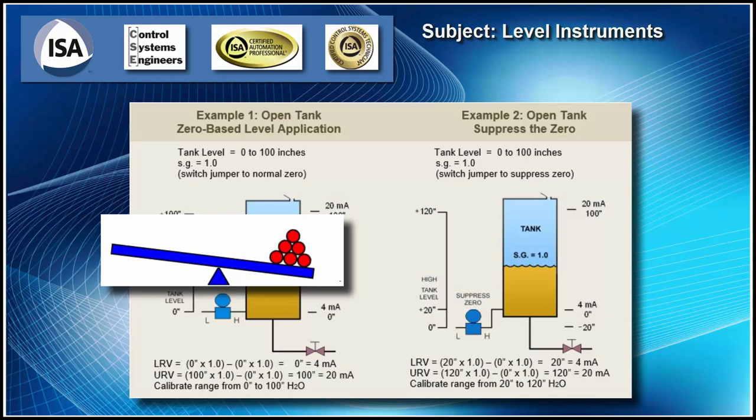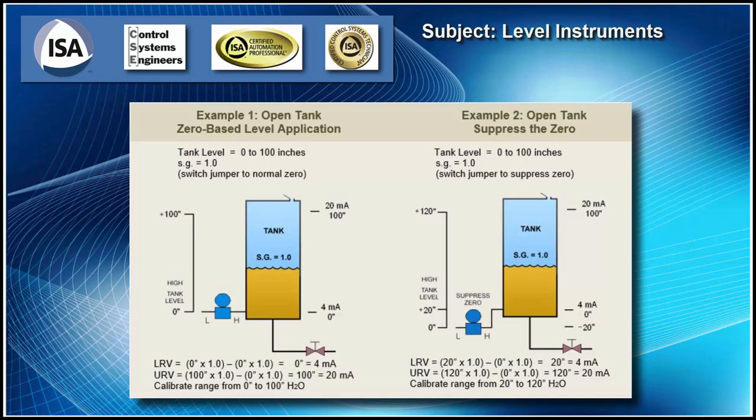Like we said, the formula is the high side of the transmitter minus the low side of the transmitter. The bottom value, 0, is the lower range value. You remember from our terminology, lower range value is the lower calibrated point on the range that equals 0%. And 100 inches will be our upper range value. That's the highest calibrated point that equals 100% on the range.